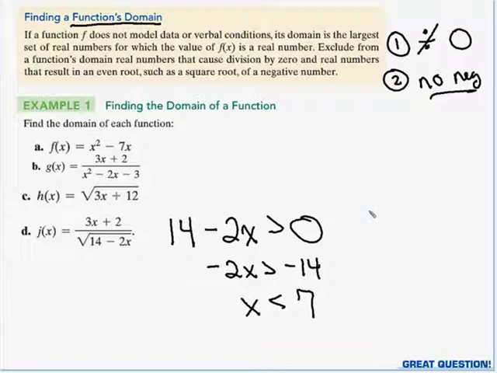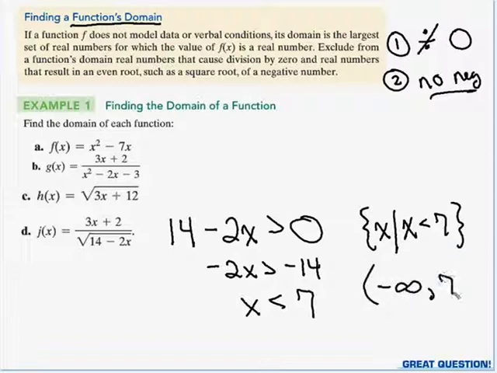So for set builder notation, the set of all x such that x is less than 7. Or you could do interval notation, -infinity comma 7, and then close that with a parenthesis. And there we go.